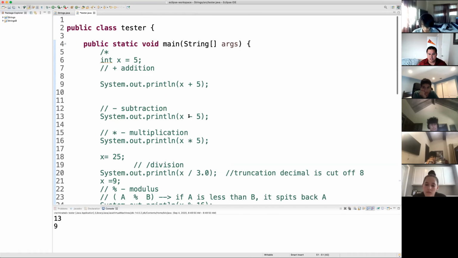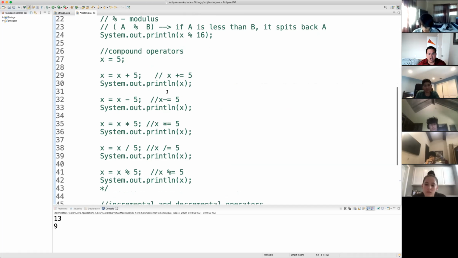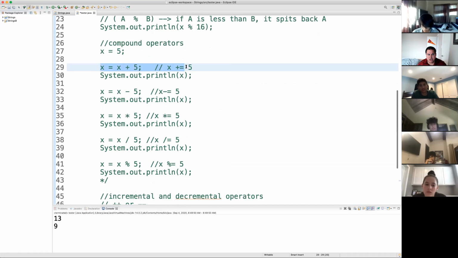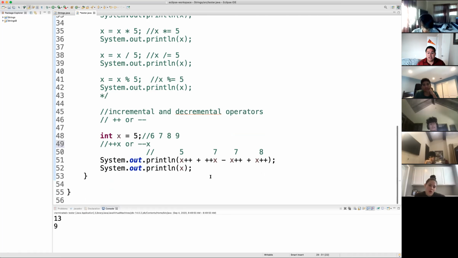So today we covered our standard operators. Do operators change the value of a variable? No. I did compound operators. You'll need to know your compound operators both ways that it is written. Okay, do compound operators change the value of a variable? Yes. Do incremental and decremental change the value of a variable? Yes. So for example, hint, hint, test question.